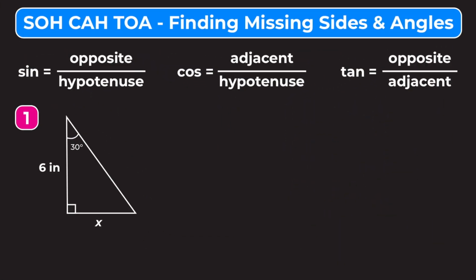In this video, we're learning how to use SOHCAHTOA to find the missing sides and angles in right triangles. And if you guys haven't already done so, I encourage you to watch our other video, which is an introduction to SOHCAHTOA, just so you guys know the basics of how to use it.